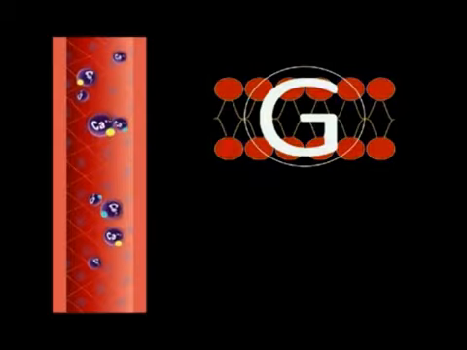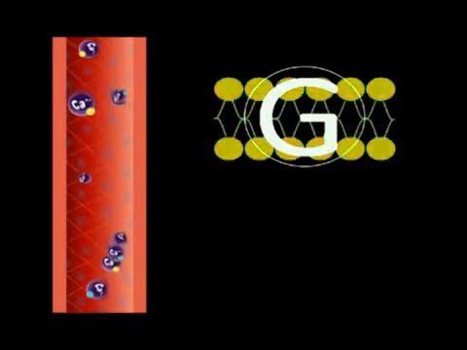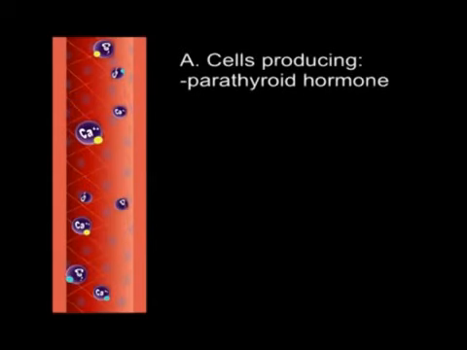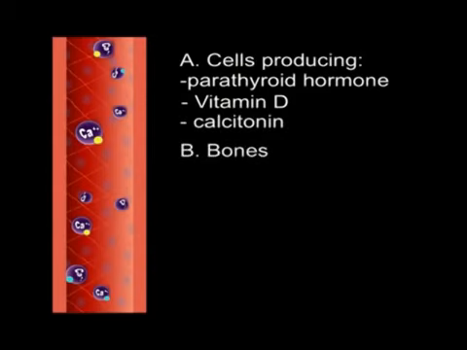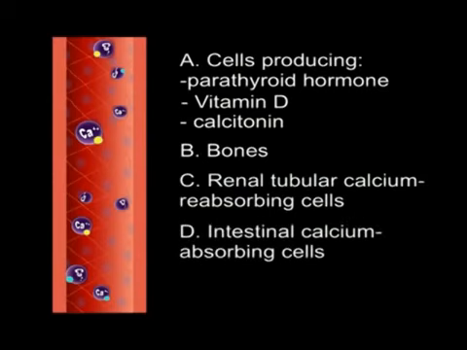There are several factors that regulate calcium in the body. They are mediated by a calcium-sensing plasma membrane receptor of G protein link type and are located in cells producing parathyroid hormone, vitamin D, calcitonin, bones, renal tubular calcium reabsorbing cells, and intestinal calcium absorbing cells.